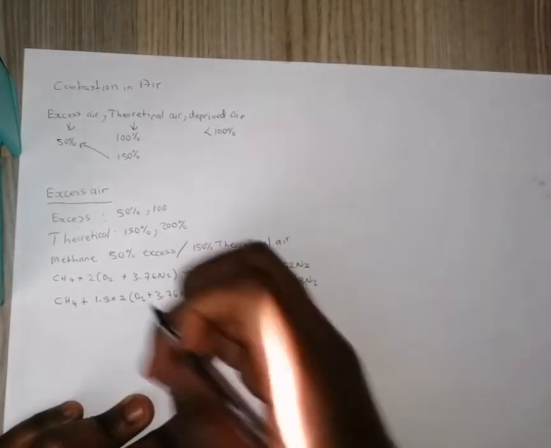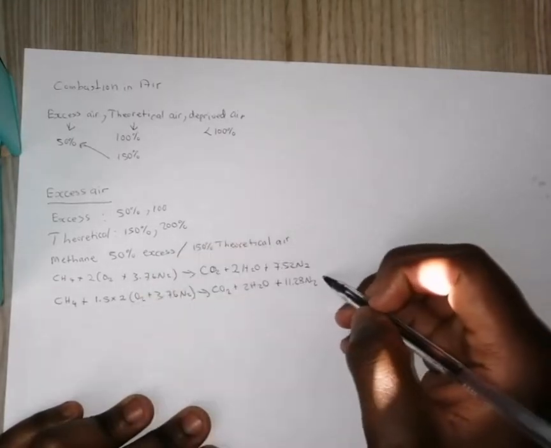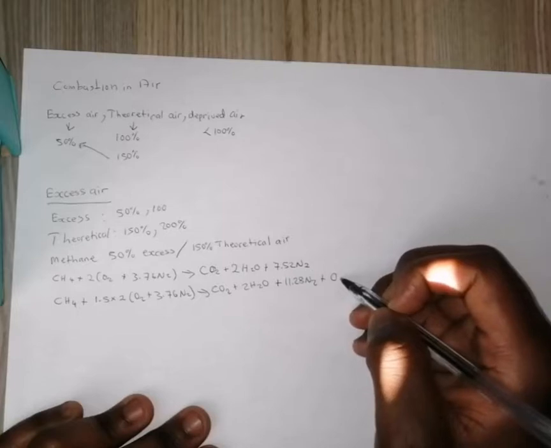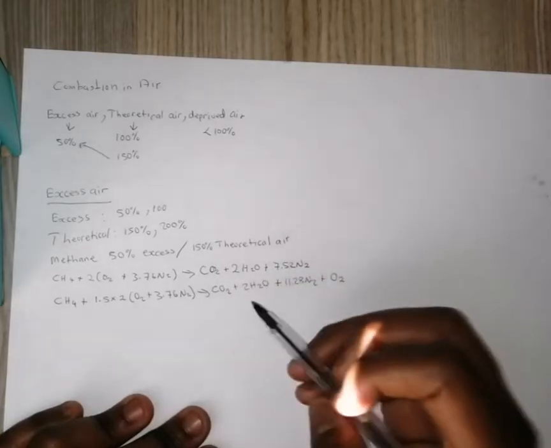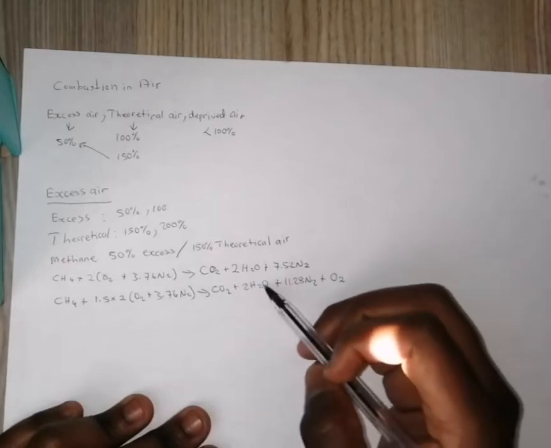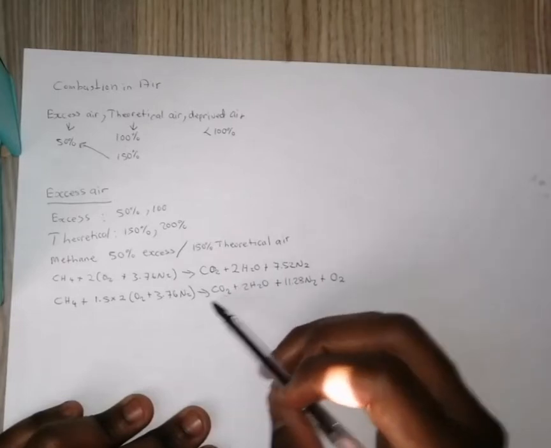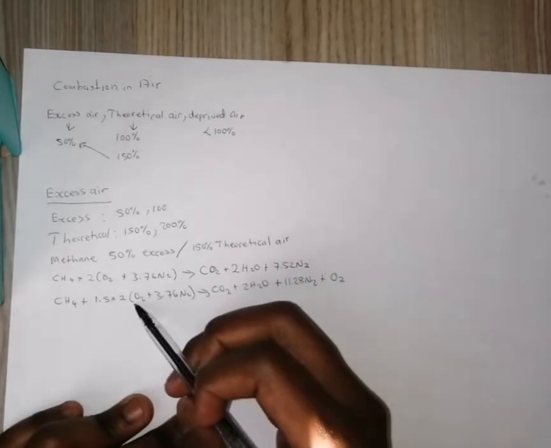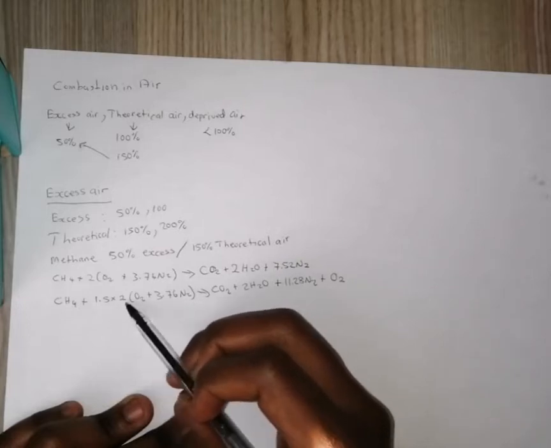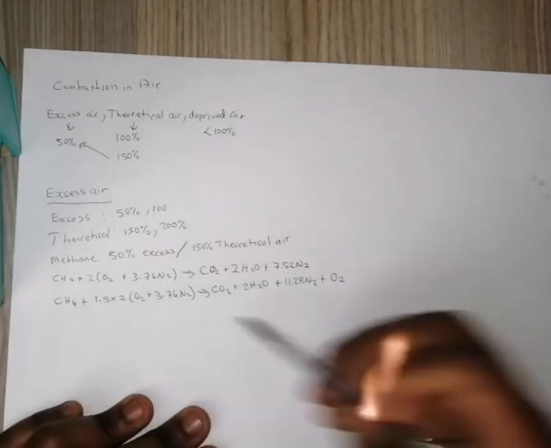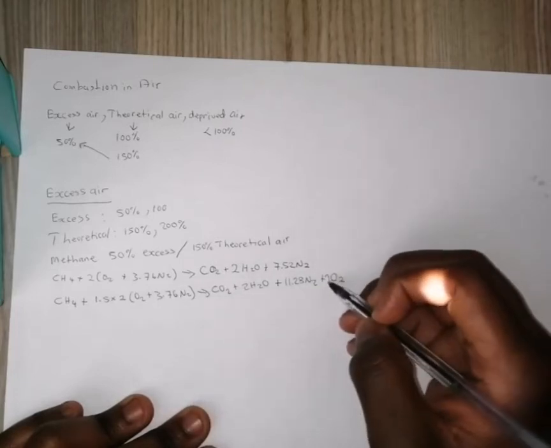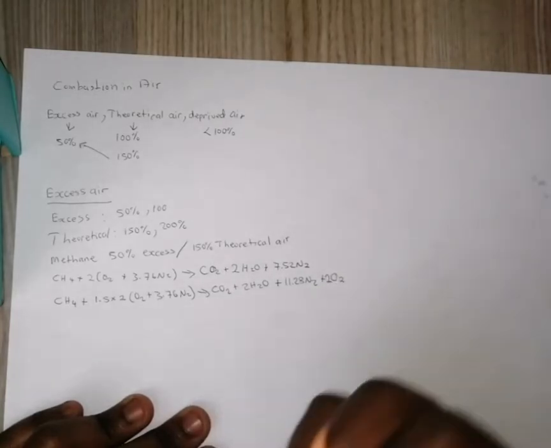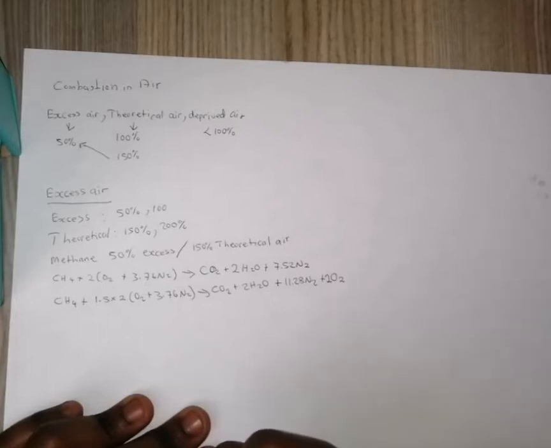Then since we also have excess oxygen, we add an oxygen. We see the oxygens on this side. How many are on this side? 4. Then how many are on the other side? 6, because it's 1.5 times 2, times 2, which is 6 there. So in order for us to balance out 6 on this side, we put a 2 here. So this is how we solve for excess air.